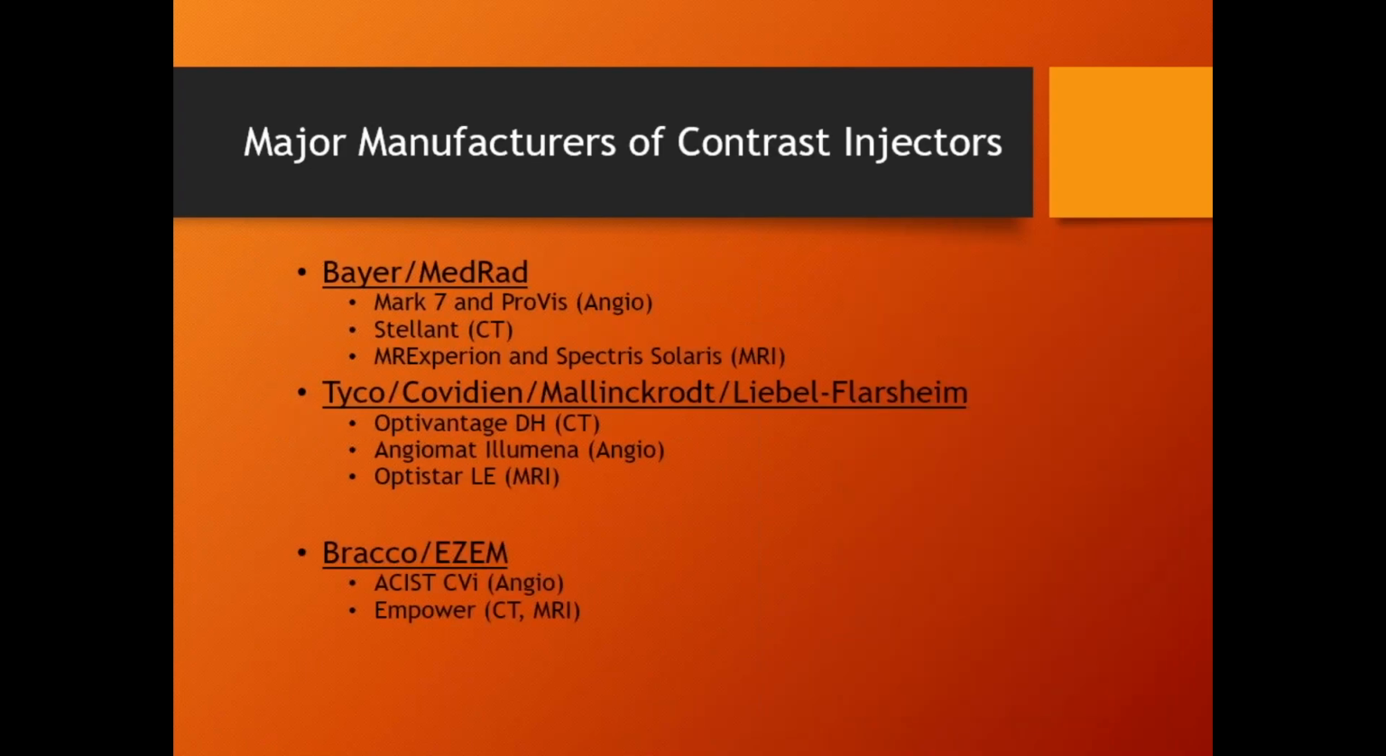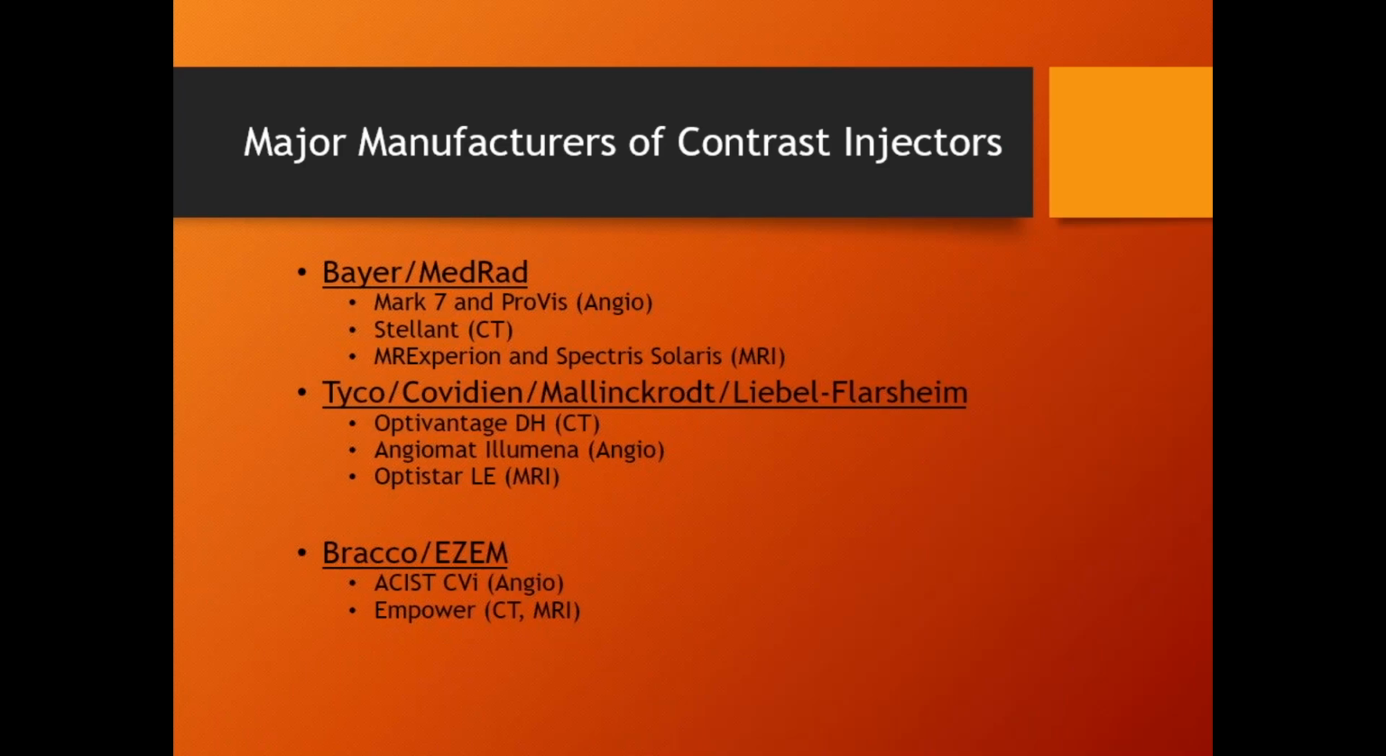Now, here in the United States, there are three dogs in this fight, and there's an absolute pecking order amongst the three. Bayer Medrad is by far the biggest manufacturer of contrast injectors in the whole world, but especially here in the United States. By far the number one. Their main injectors for angio are the Mark 7 and the Provis. They have the Stellant, like this one, which is their main CT injector. And their two MRI injectors are the MR Experian and the Spectra Solaris.